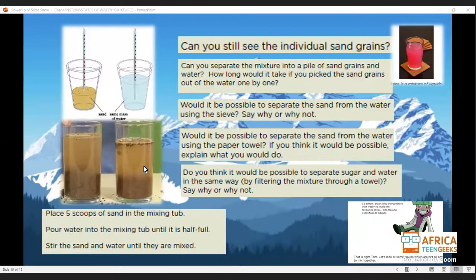Okay, grade sixes, make sure you keep your videos off, please. All right, so yes, you can actually see the sand grains when you mix them.